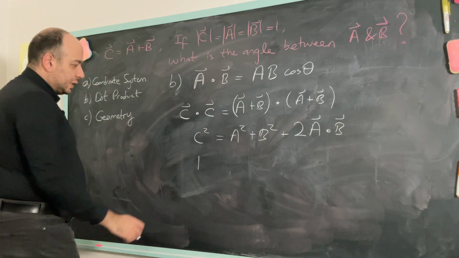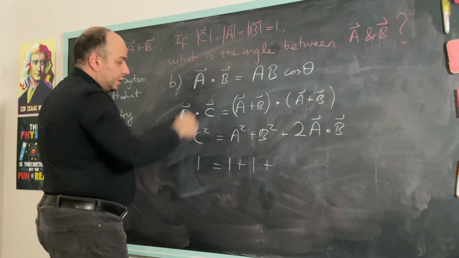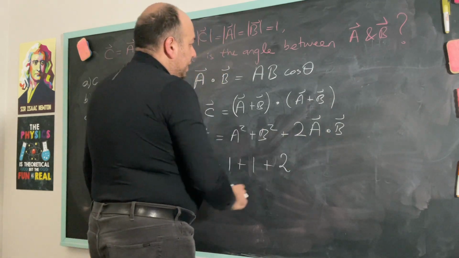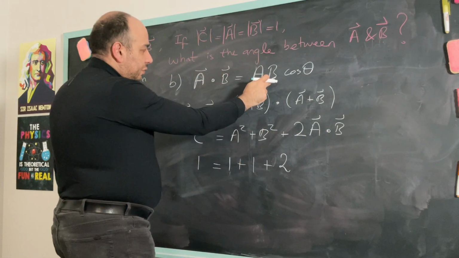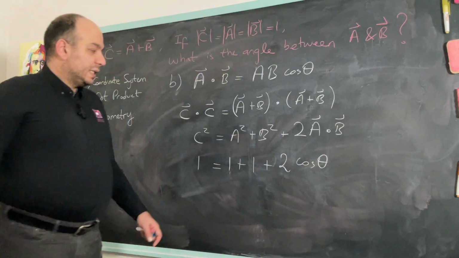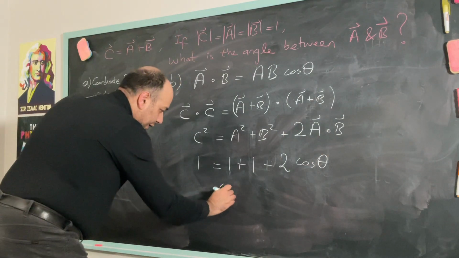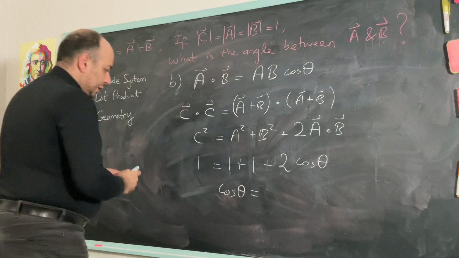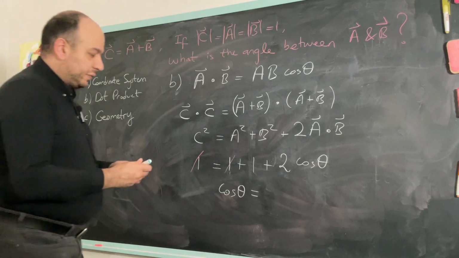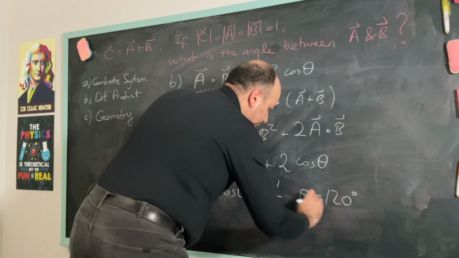We know that C squared is simply equal to 1. These are the magnitudes, right? So 1 is equal to 1 plus 1 plus, because A and B are also unit vectors, 2 times A dot B, which is equal to the magnitude of A, which is 1, times the magnitude of B, which is 1, times the cosine of the angle between them, cosine theta. This angle theta is now the angle between A and B. In the end, I'll get cosine theta is equal to, this one cancels this one, minus 1/2, right? Same answer. So theta is equal to 120 degrees.